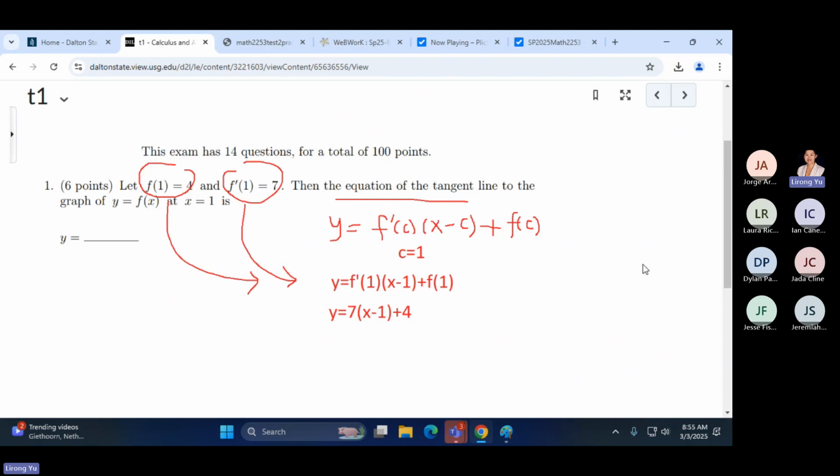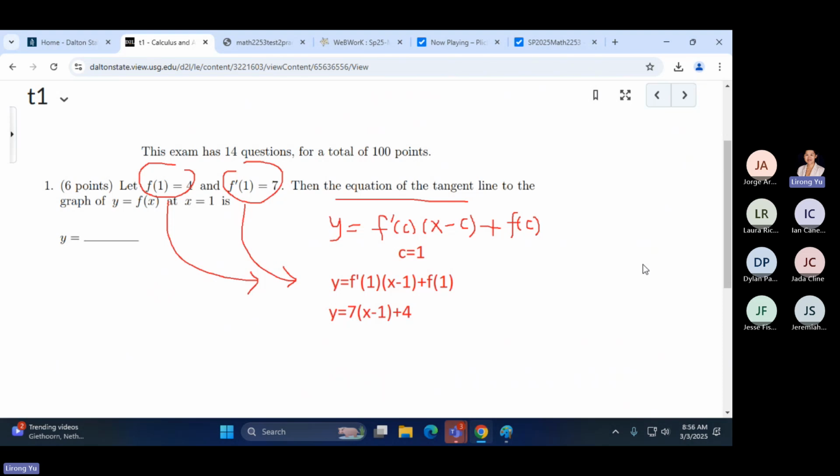In the question, you are given the information f(1) equals 4, f prime(1) equals 7. So both the derivative and the function value are given at the x value equal to 1. So we realize x equals 1 is the point of tangency. And that means in the tangent line equation, c equals 1. So once you realize c equals 1, we're going to start rewriting the equation. With c equal to 1, that's x minus 1.